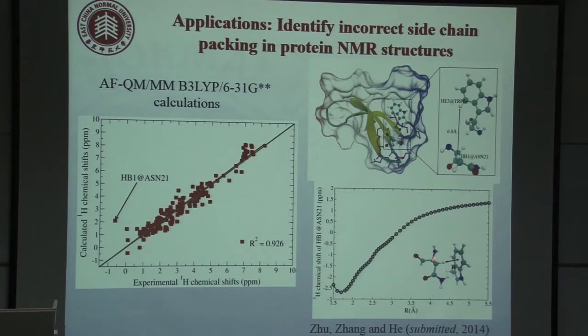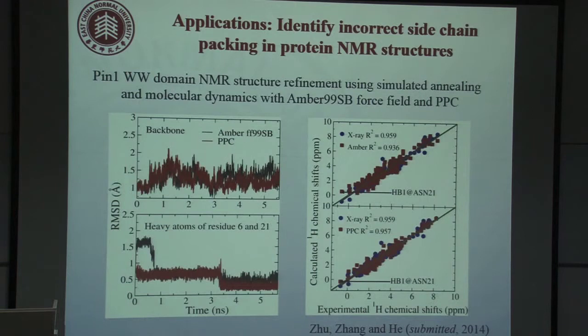Then we do a simple model test. We vary the distance and calculate this chemical shift. And the experimental value for this chemical shift is around this range. So the distance between these two should be about 2.5, but in the X-ray, this NMR structure, the distance is as large as 6.8. Then based on these initial calculations, we modified this NOE constraint and performed structural refinement using simulated annealing and molecular dynamics using the Amber force field and also this polarized force field.